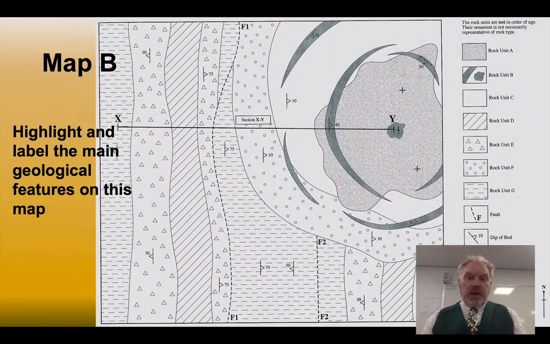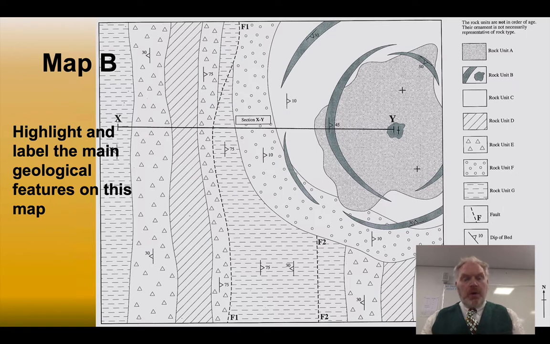Map B has some examples here. As it is, we're fairly lucky in that if we're drawing a cross-section through a ring dike complex, it's actually quite straightforward to deal with. The only thing we need to watch out for is that often the ring dikes will have a dip. They don't tend to be vertical.